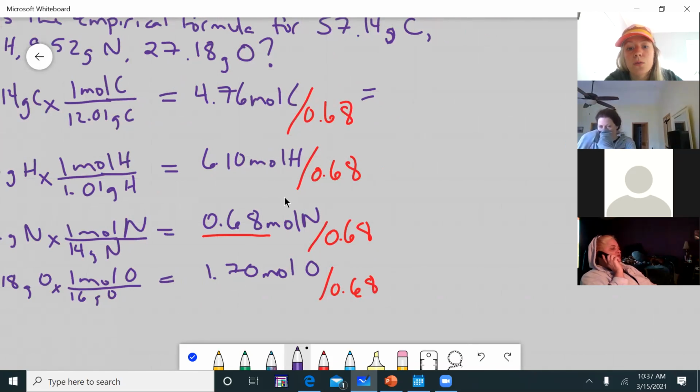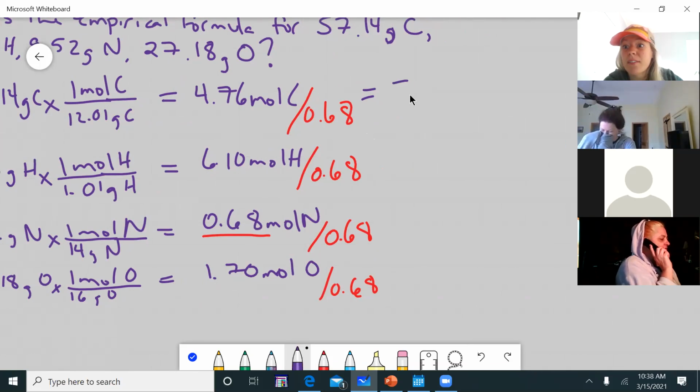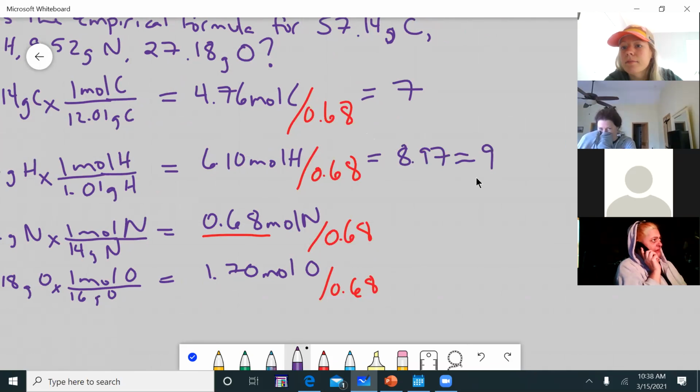All right, well, the first one is close enough to be 7. We're gonna go with 7 on that one. This one is like 8.97. We can say that's 9. That's close enough to be 9. This will be 1. And then the last one here is roughly 2.5.